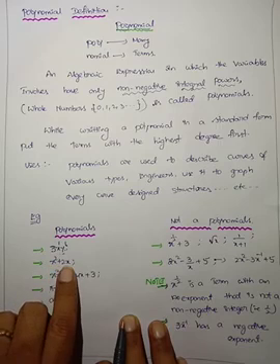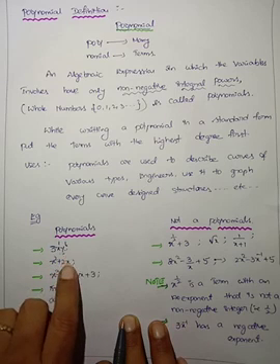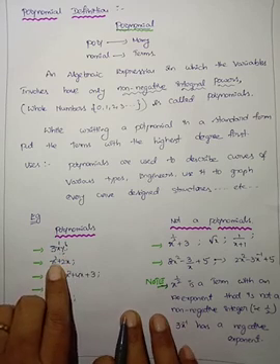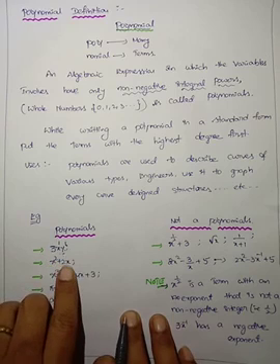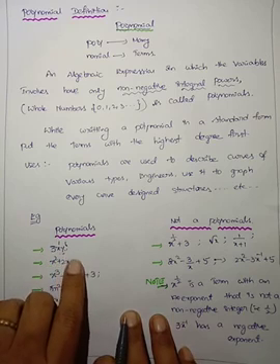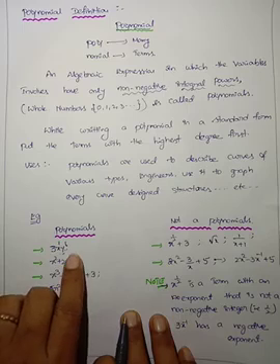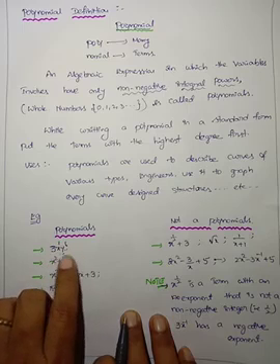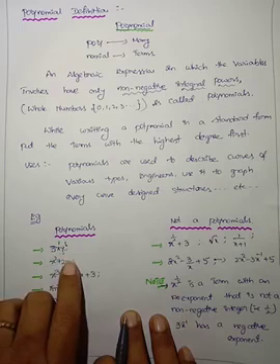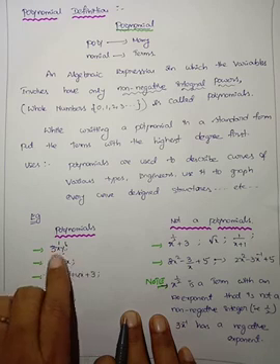Another example, x square plus 2x. x is one variable. In the 2x term, x is the one variable. The power of x square is 2, and the power of x in 2x is 1. 1 and 2 are whole numbers, so they are non-negative integral powers. So x square plus 2x is also a polynomial.